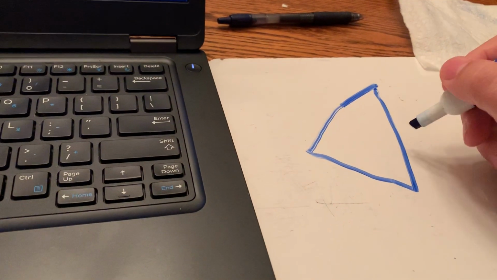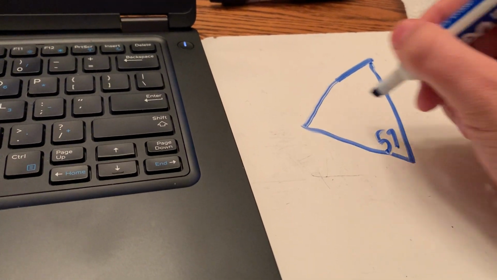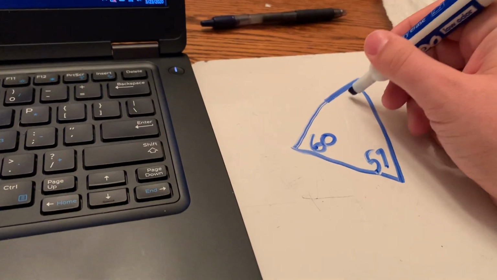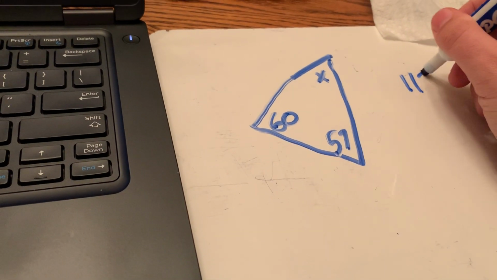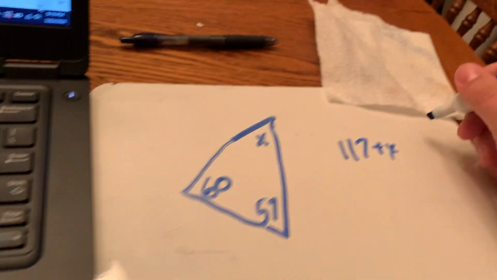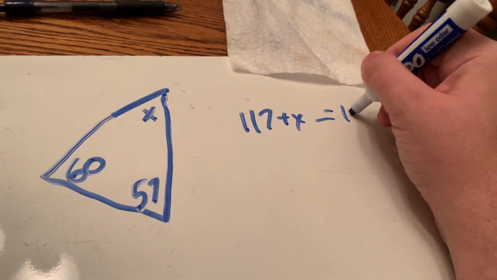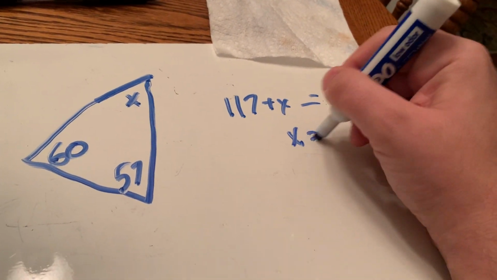Again, I know it's not the best triangle. I'm trying. Here's 57, here's 60. So that has to be the angle to make it out to 160. It would be 117 plus x equals 180, like we just did. So x would be 63.